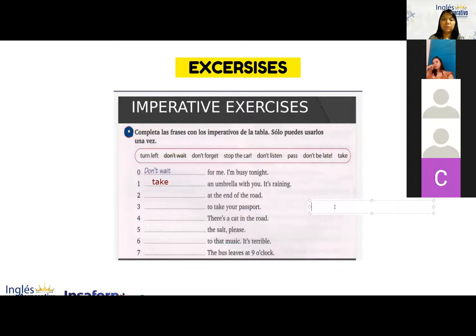Number two. Stop the car. Okay, stop the car at the end of the road. Now, what about number three? Don't forget. Excellent. Don't forget what? To take your passport. Excellent. Number four.